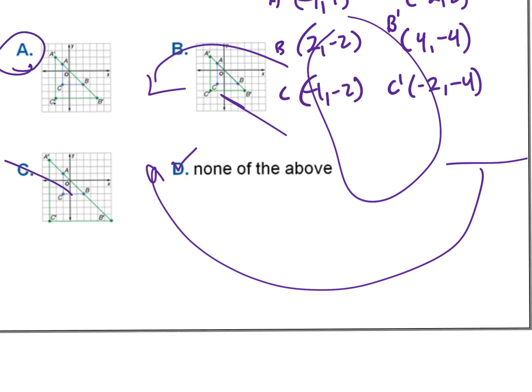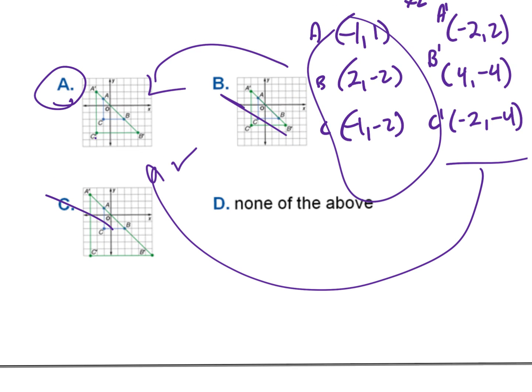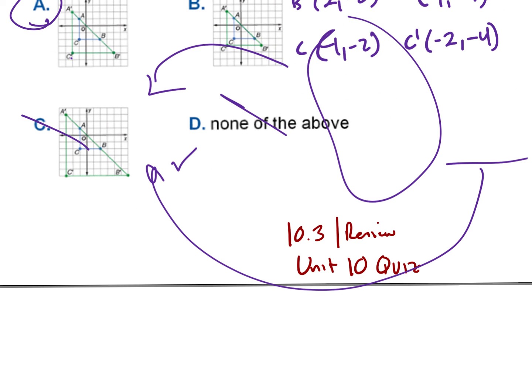That's it. That is the entire section of Unit 10. That is the entire unit there. So now what's next? You finish up 10.3, and with 10.3 is the review. Then you take your Unit 10 quiz, and then you start on your final review. And that's it.